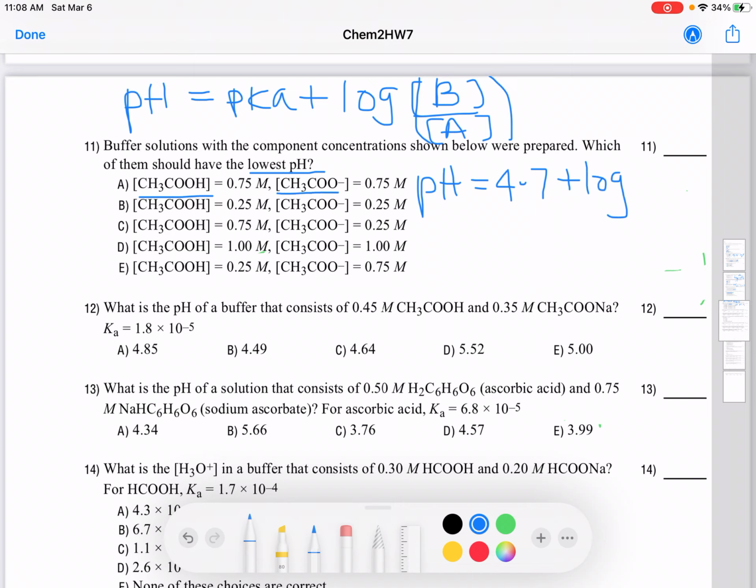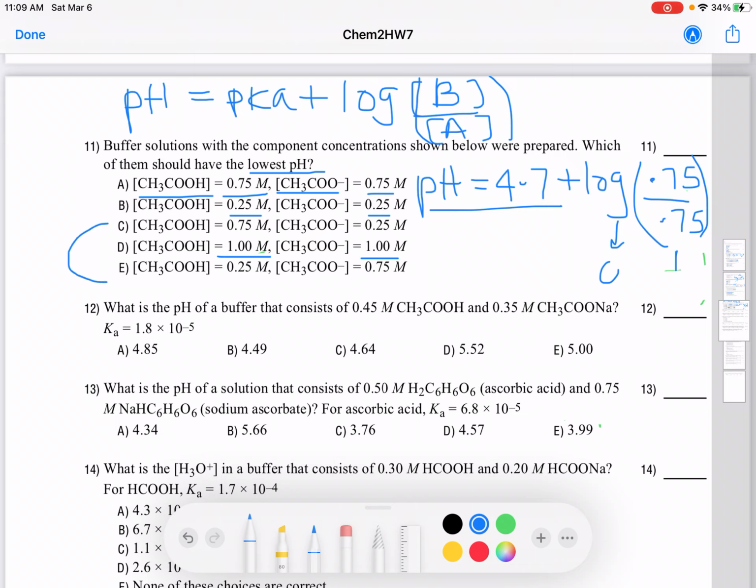Since this is talking about acetic acid, we can use that, plus log base component, which is acetate, 0.75. Acid component also 0.75. 0.75 over 0.75 equals 1. Log 1 is therefore 0. So pH would be again 4.7. And if you take the next one, again 0.25, 0.25, that will also give you log 1 equals 0. pH would be 4.7. And same thing for this one, 1, 1, same concentration, so the pH would be 4.7.